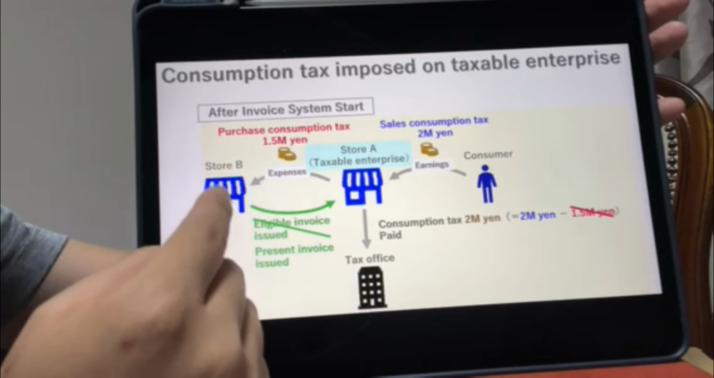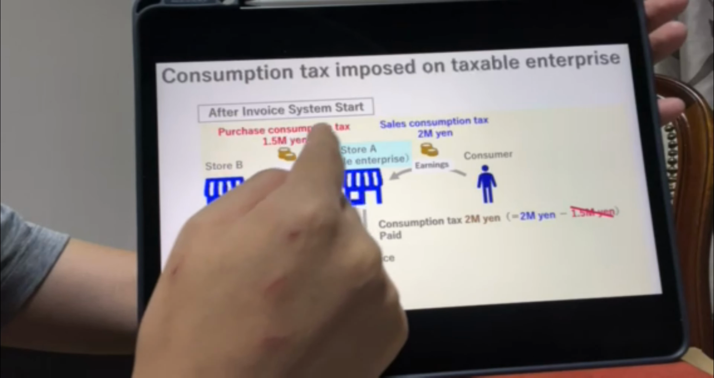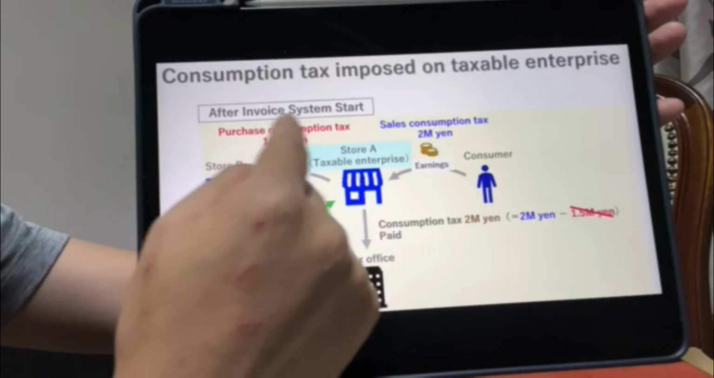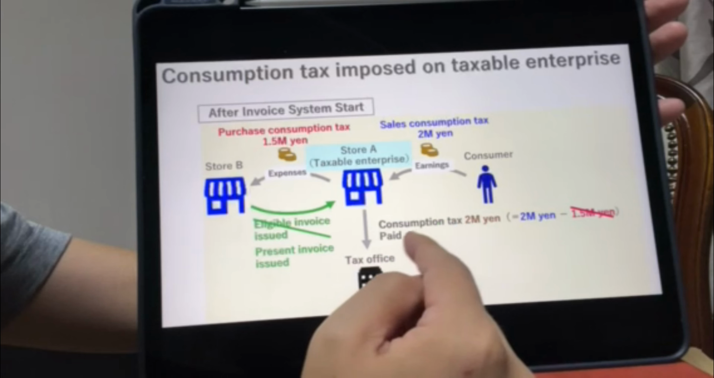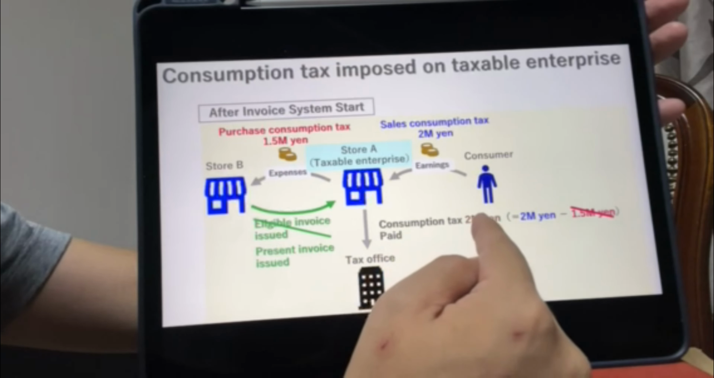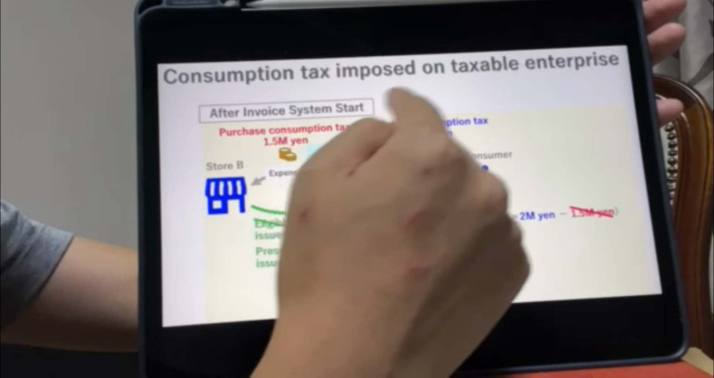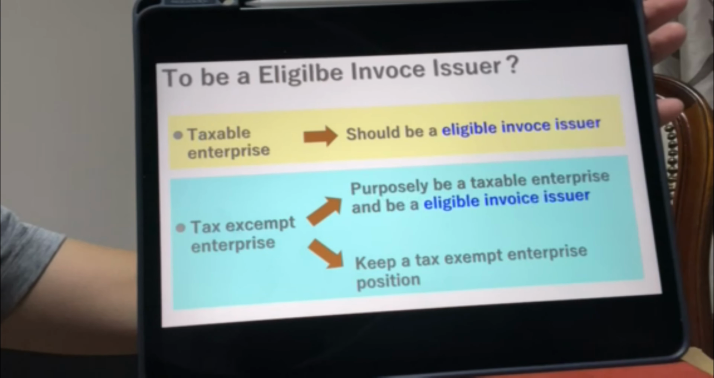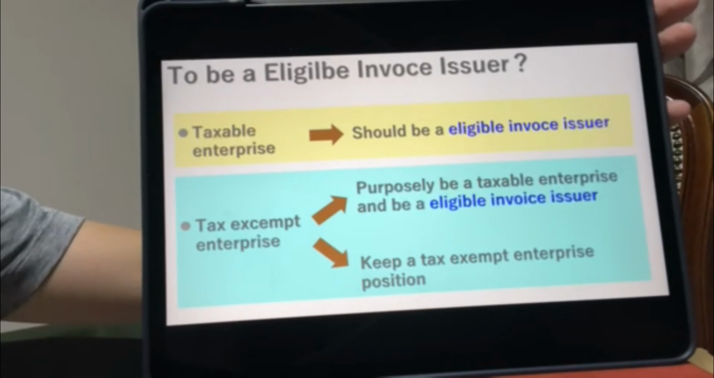Store B can just issue a present invoice. So Store A can't subtract purchase consumption tax of 1.4 million yen. Then the consumption tax paid to the tax office equals 2 million yen, just the same as sales consumption tax. In these circumstances, enterprises have to choose their directions.